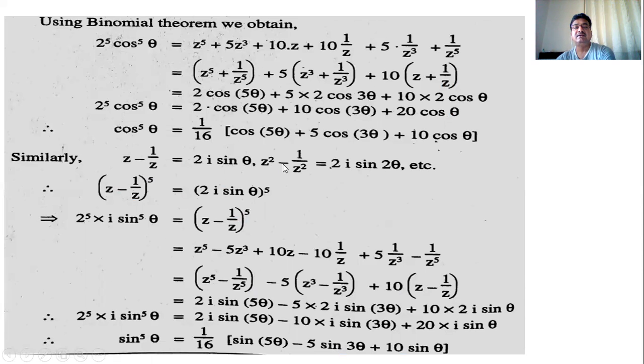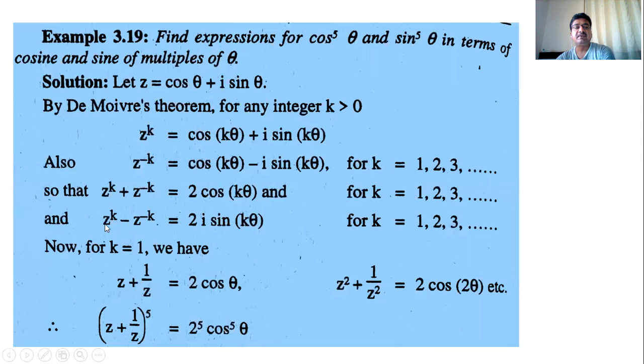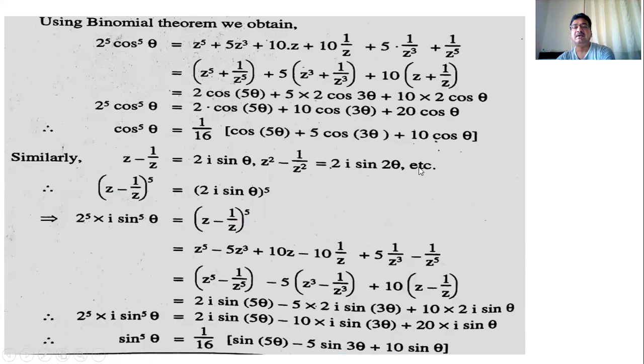If we substitute k as 2, then we have Z raised to 2 minus 1 by Z square is 2i sin 2 theta. In this way, we can also write Z cube minus 1 by Z cube is 2i sin 3 theta. Then take the fifth power of this equation: Z minus 1 by Z raised to 5 is (2i sin theta) bracket raised to 5.